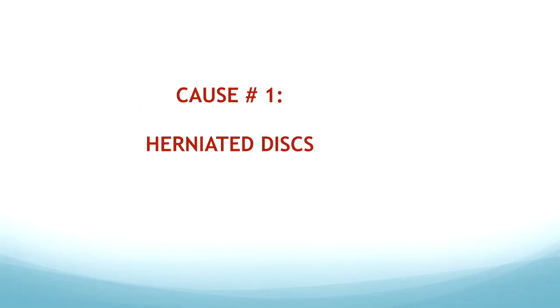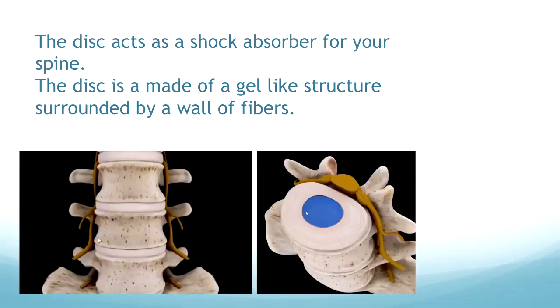So let's talk about cause number 1, the herniated discs, and let's get into what a disc actually is. If you look at the picture on your left, you can see the nerves, those little yellow structures. Those are the nerves that are coming out of your spinal cord. You can see the vertebrae, or the bones, and in between those little bones you can see that thin layer of white, and that's the disc. That's actually a shock absorber for your spine. And in the picture on the right you see that blue part, and that's the nucleus pulposus, fancy word, but that's basically the inside portion of that disc.